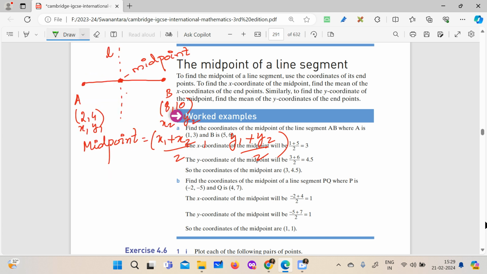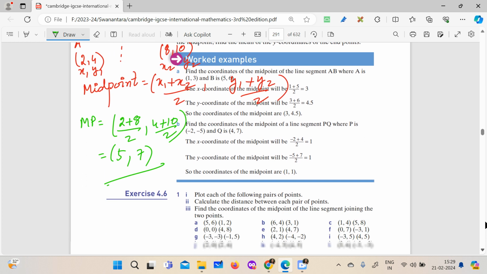Now following this formula we find the midpoint, that is 2 plus 8 over 2 and 4 plus 10 over 2. So our midpoint will be 10 over 2, that is 5, and 4 plus 10, that is 14 over 2, that is 7. Got it? Yes, Miss. Okay, easy.